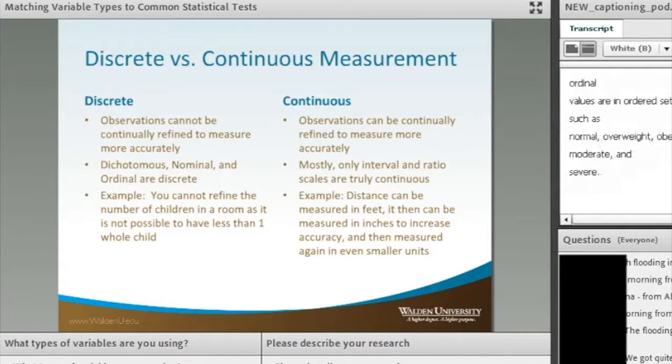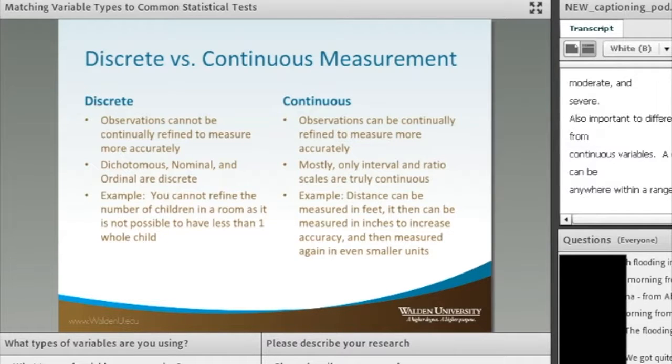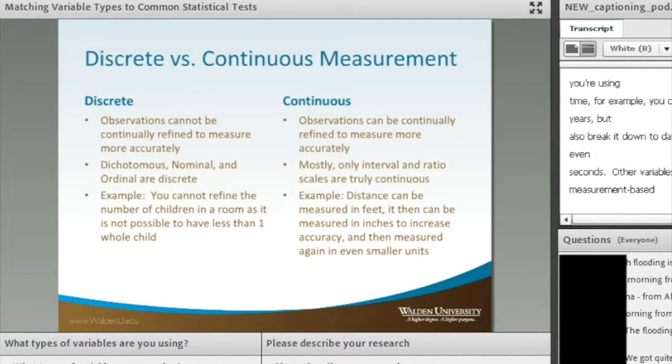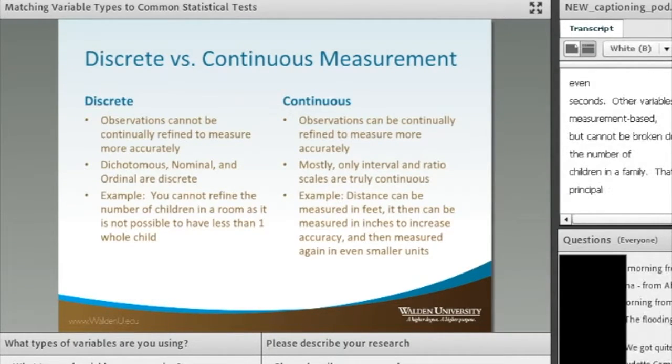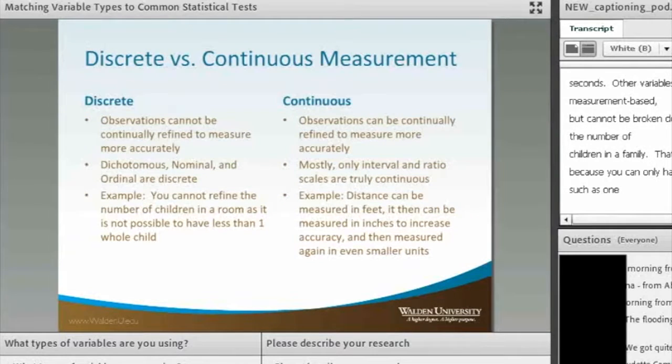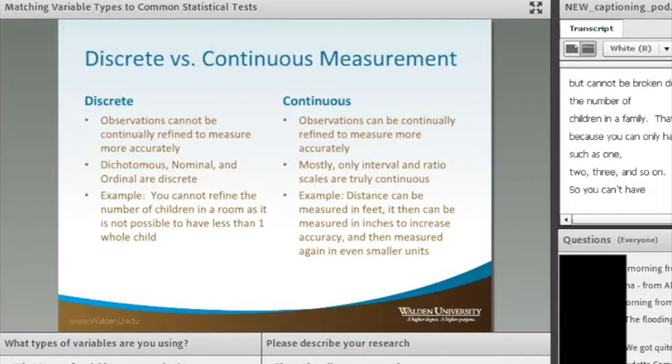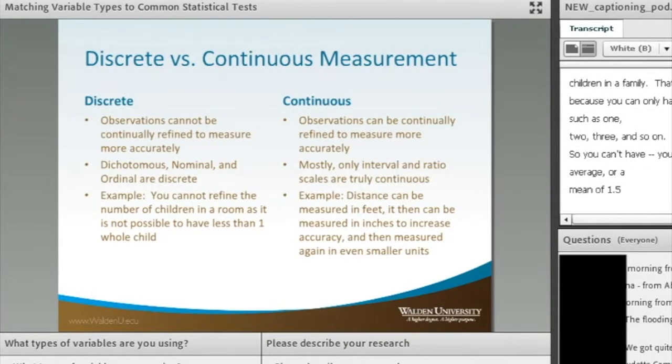It's also important to differentiate discrete from continuous variables. A continuous variable can be anywhere within a range of numbers and can be broken down into smaller and smaller units. If you're using time, for example, you could measure it in years, but also break it down to days and minutes and even seconds. Other variables may be measurement-based, but cannot be broken down. For example, the number of children in a family. That's an interval value because you can only have whole numbers, such as 1, 2, 3, and so on. So you can have an average or a mean of 1.5 children per family, but you couldn't ever have 1.5 children in any one family.